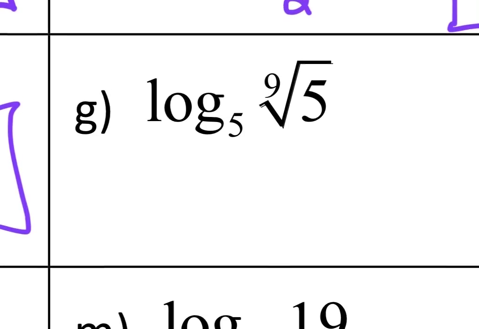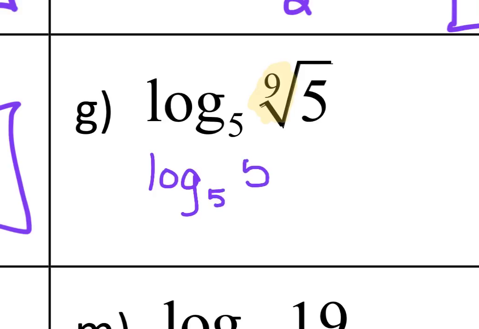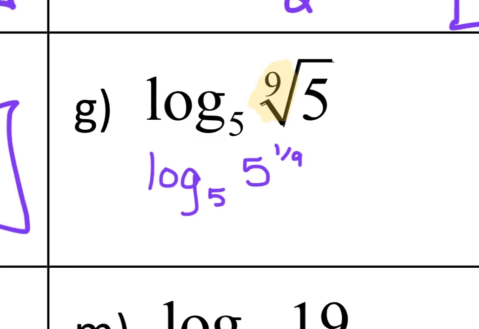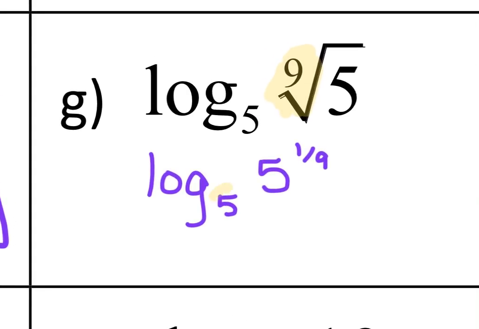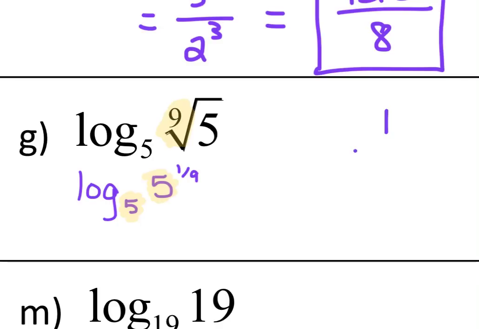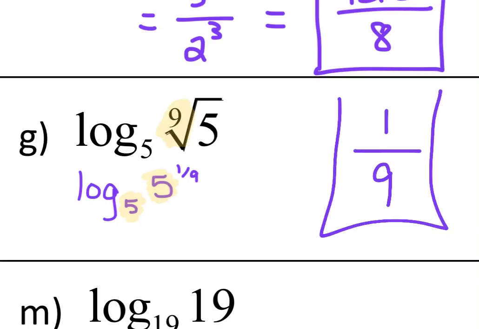And in this one, remember that radicals can be written as a fraction exponent. So this really says log base 5 of 5 to the 1/9 power. And the other thing that you want to keep in mind is that if the base of the log and the base of the exponent are the same, then your answer is just going to be 1/9. It's going to be whatever the exponent is.